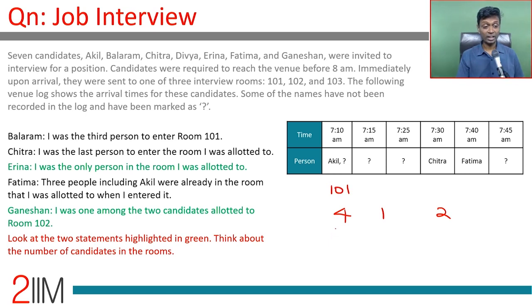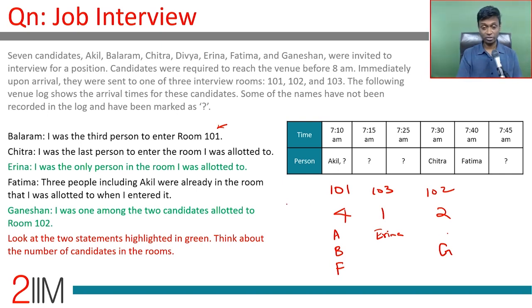I was among the 2 candidates allotted to 102. This is 102. This is 103. To 103, Irina is there. Ganesh is there. And then one more person is there. Here, Akhil and Balram and Fatima are definitely there in 101, because Balram is in 101. Fatima says Akhil was already in the room among 3 people. So A, B, and F are in 101. Irina is in 103 and Ganesh is among the 2 people in 102.